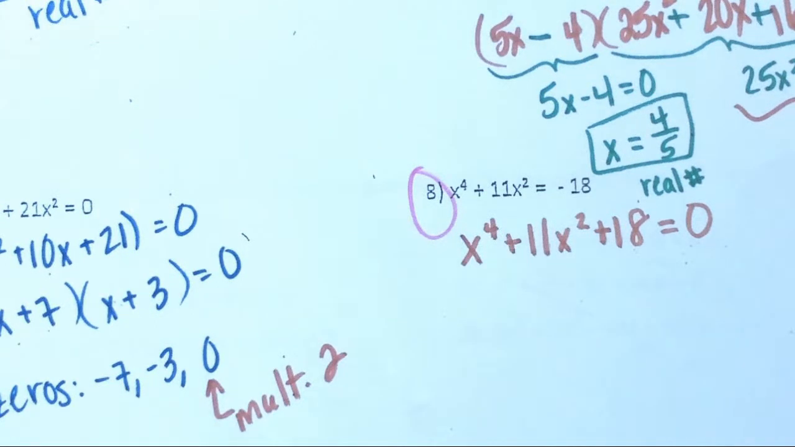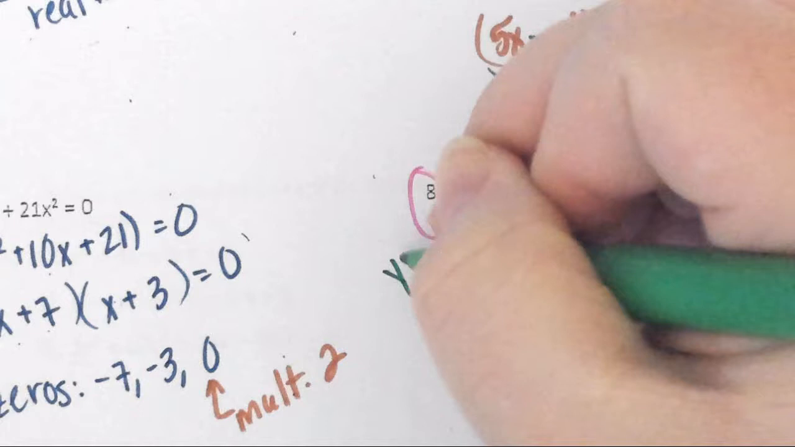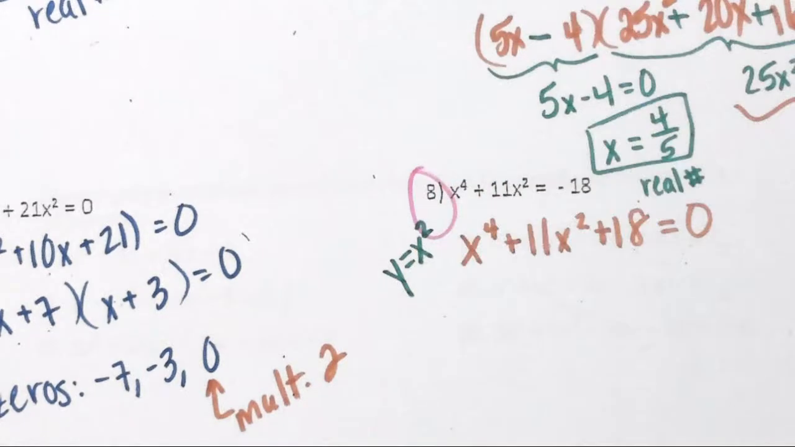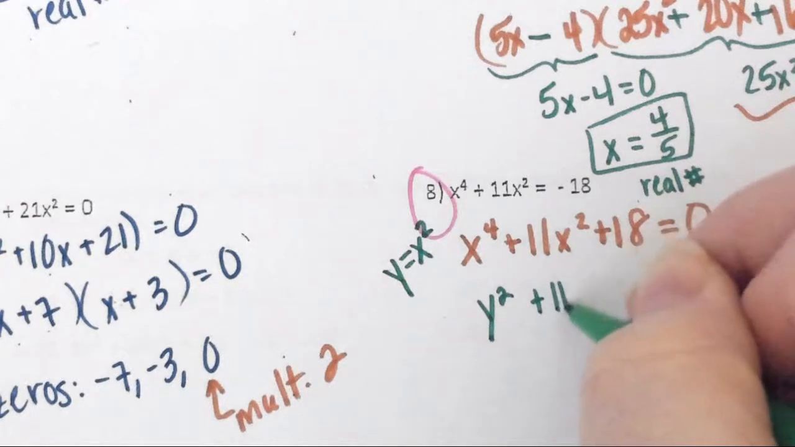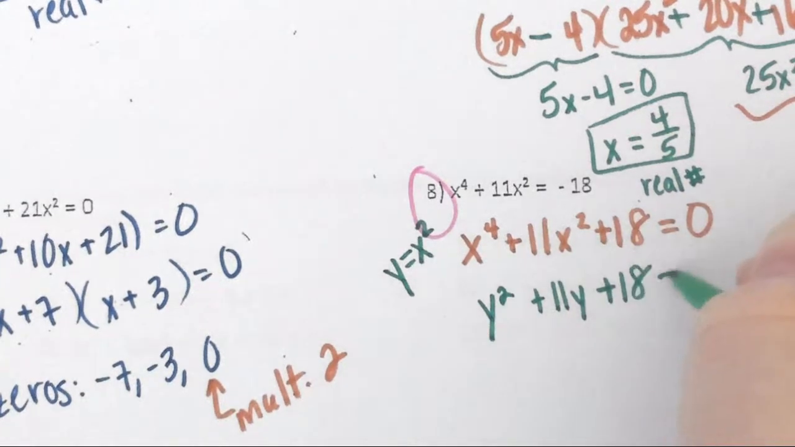Why was number 7 a little easier from this point forward? There was a GCF we could take out. There's no GCF in this one. But we still need to factor it. We're not just going to call it a day. Does anyone recall what I've done in the past when it's an x to the 4th and I need to factor? It's okay. I use substitution. I say y is equal to x squared. And so my whole problem changes to y squared plus 11y plus 18 equal to 0.